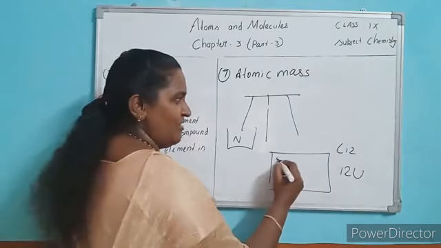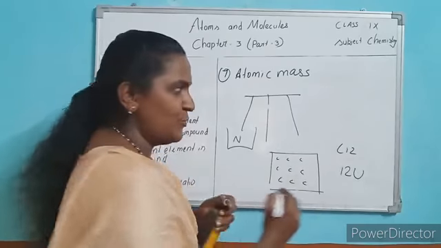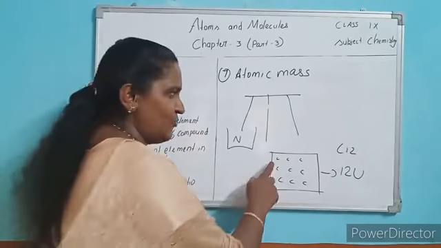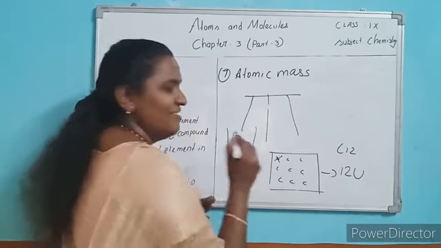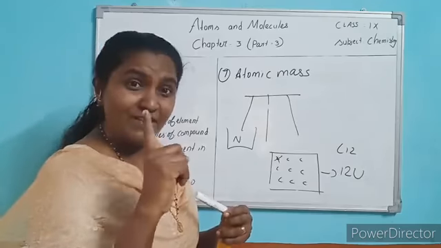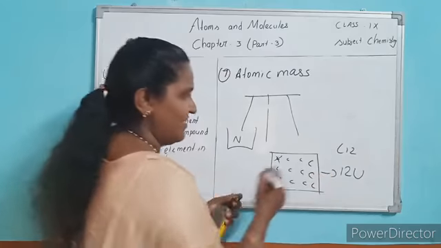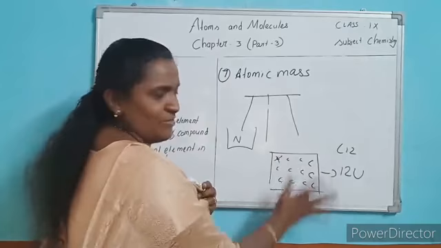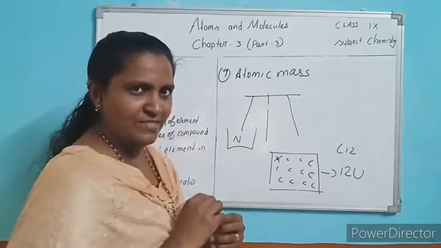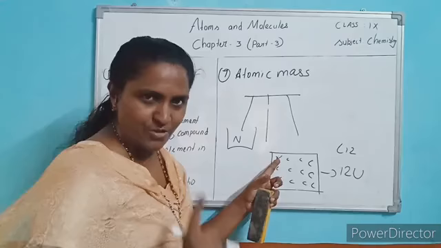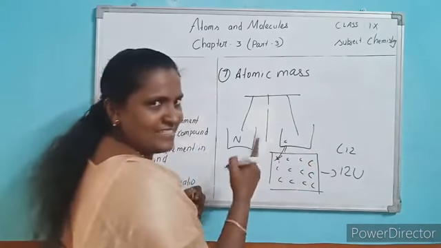Now I am going to divide it into how many parts? Small 12 parts. Overall it is 12 U, and now each one is 1 U. Each small piece is called 1/12 of one carbon 12 atom. I divided it into 12 parts, understand? The full atom is 12 units, and each part acts as 1 unit. So what does this 1 unit mean? It is 1/12 of one carbon 12 atom. This 1/12 of one carbon atom acts as the standard unit.